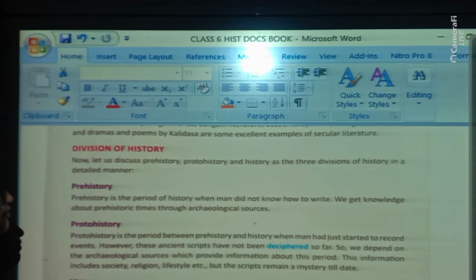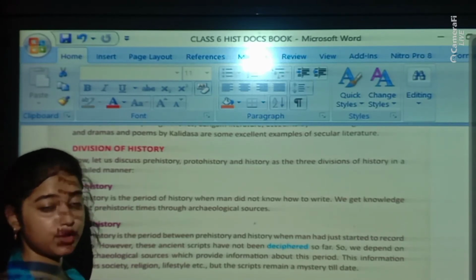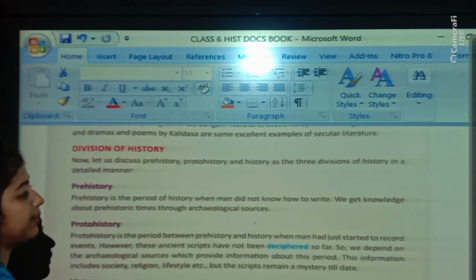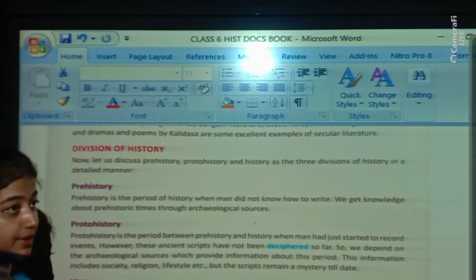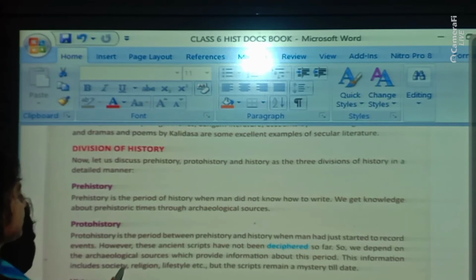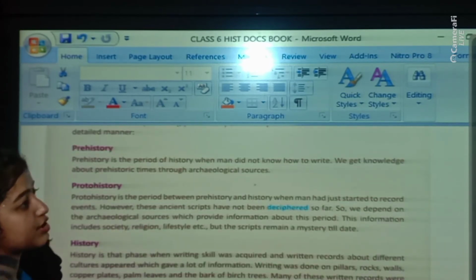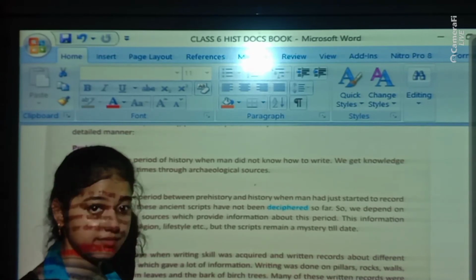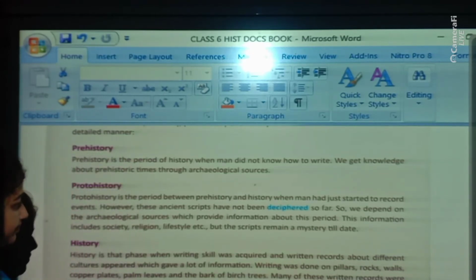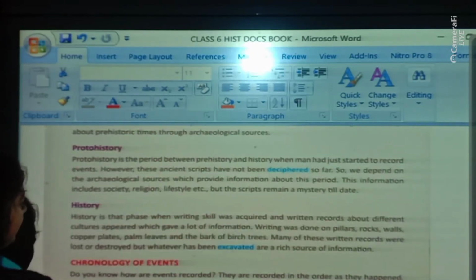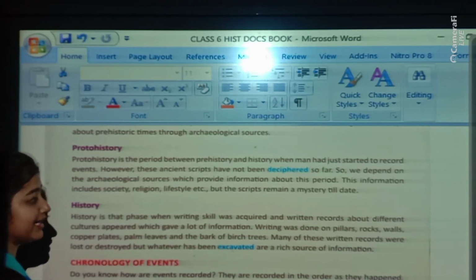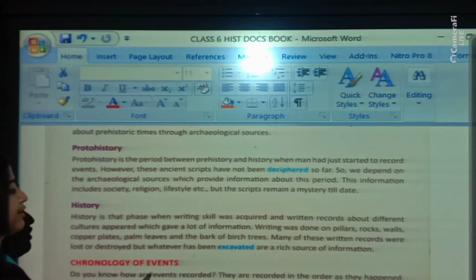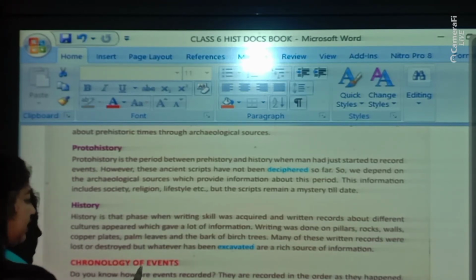Now we have the divisions of history: prehistory, protohistory, and history. Prehistory is when people were not able to keep written records. Protohistory is when a few civilizations had their own language and signs to record a few events, and a few did not. And what is history? The phase where writing skill was acquired and written records about different cultures appeared, which gave a lot of information.